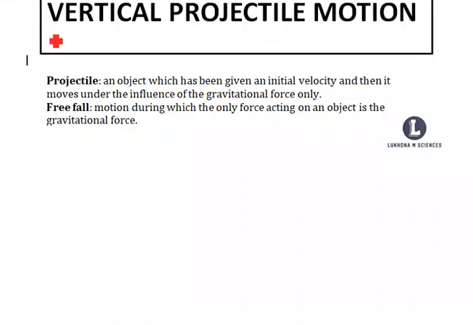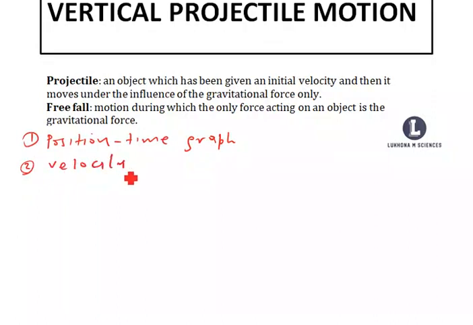Graph number 1 is a position versus time graph. Then number 2, we are going to draw the velocity time graph. Then number 3 is the acceleration time graph, acceleration versus time.